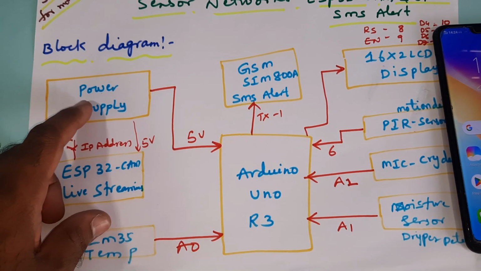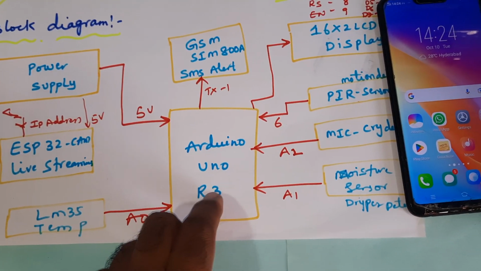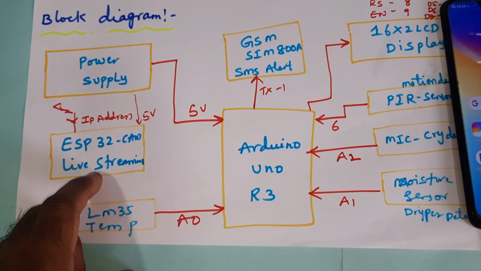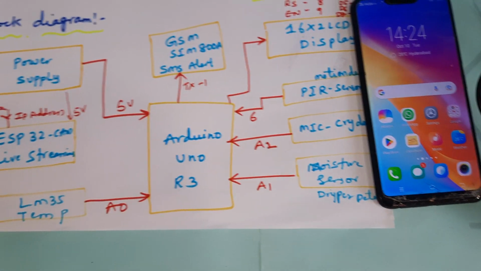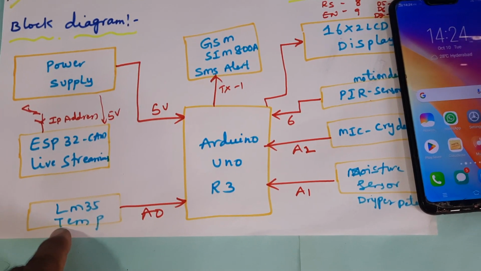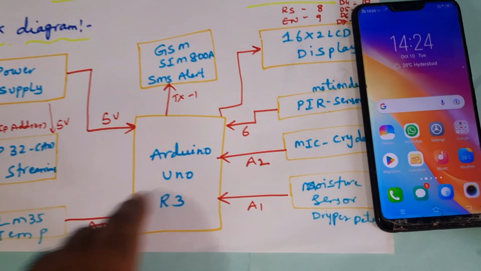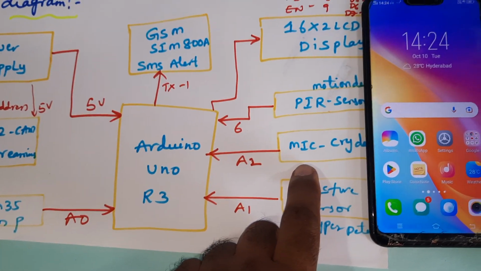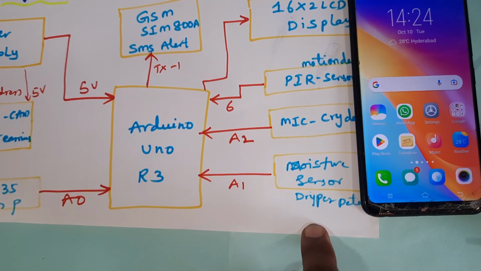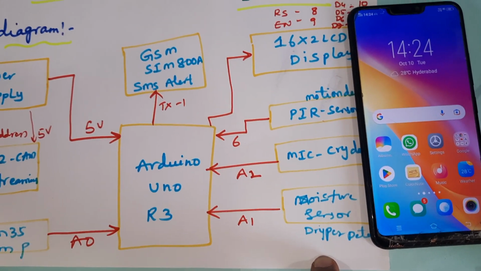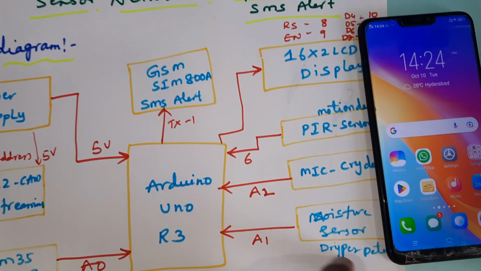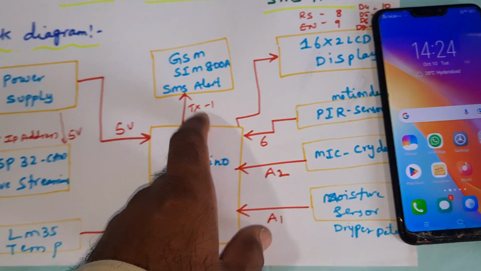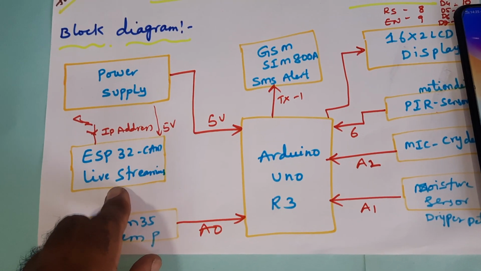So in this project we are using a 5 volts power supply module, and we are using an Arduino Uno R3 board, ESP32 cam live streaming on the local web page with a local IP address, LM35 temperature sensor, PIR sensor for motion detection, body temperature sensor, baby cry detection, and moisture sensor for diaper detection, whether wet or dry condition, and GSM SMS alert. If any sensor detects something, we will get this SMS alert, and we can see the live data with our IP address.